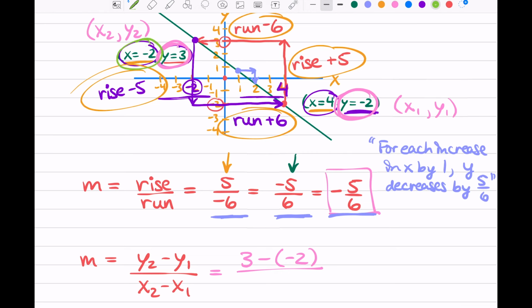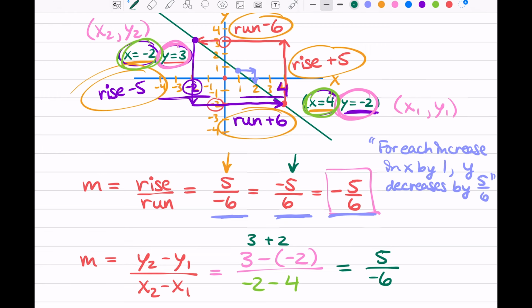Ooh, it's starting to get really messy. That is -2. And then we subtract our first x. That is 4. And then we can keep going, and this equals, what is 3 minus -2? That is the same as saying 3 plus 2. So we'll have 5 on top, and then divided by -2 minus 4 is -6. So we got that same answer.